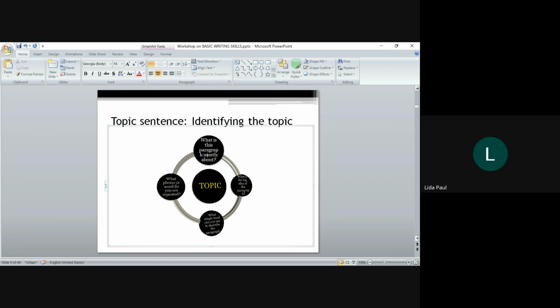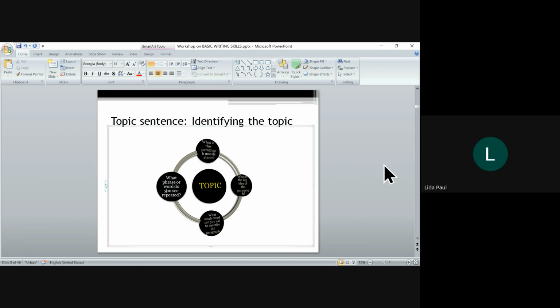So what's the first one? What is the paragraph mostly about? So what are we doing here? Our exercise is to find out what the topic is, right? So this question is directly pointing towards finding out what the topic of the paragraph is. What is the paragraph mostly about? You know, what is being mentioned mostly?